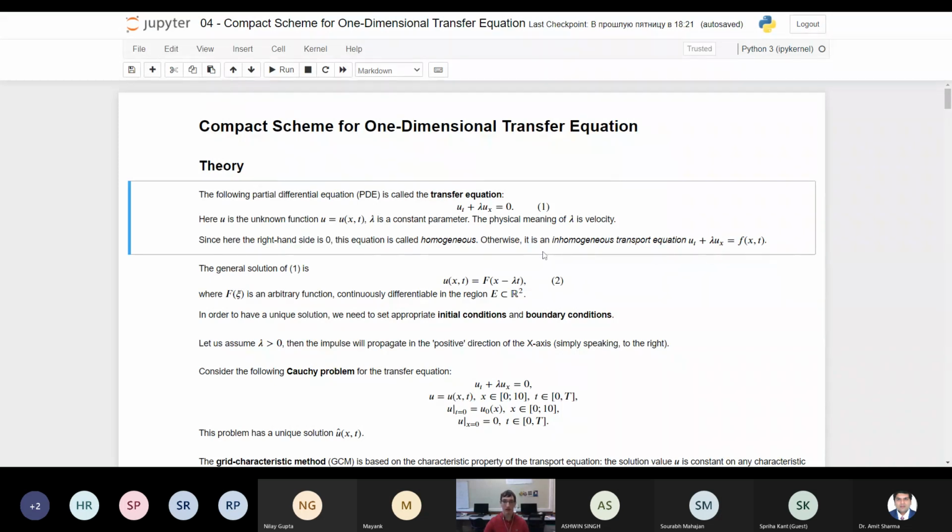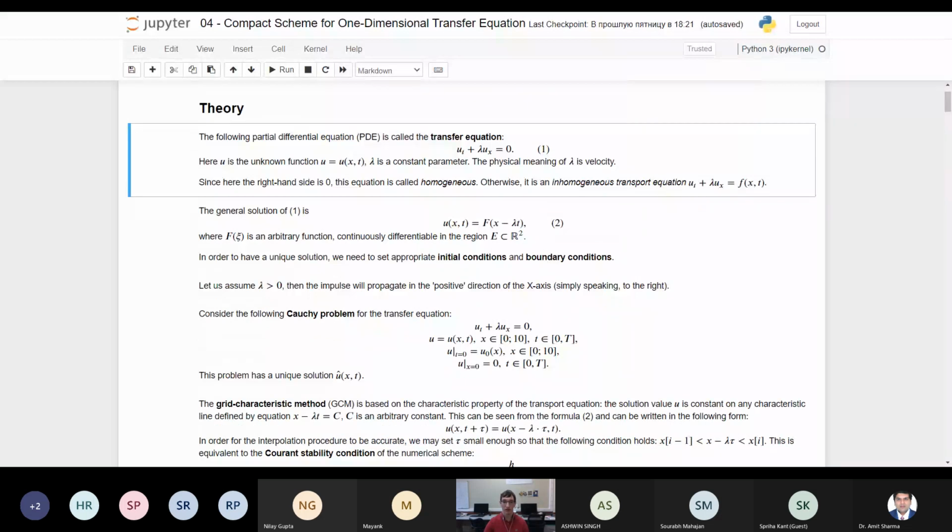We can construct a general solution of equation 1, which is of the following form: an arbitrary differentiable function f from one argument x minus lambda t. It can be verified by just substituting this formula into the equation 1, that for any continuously differentiable function f, this resulting function will satisfy this equation.